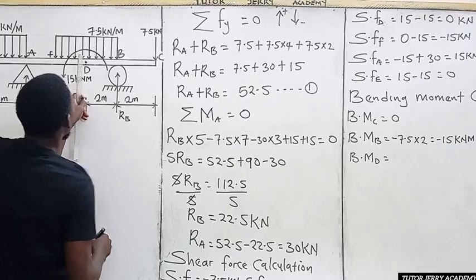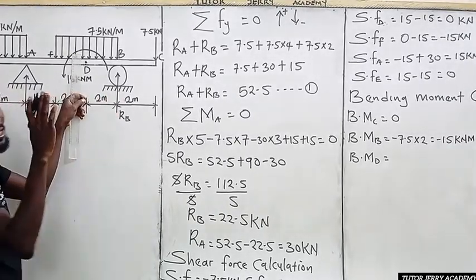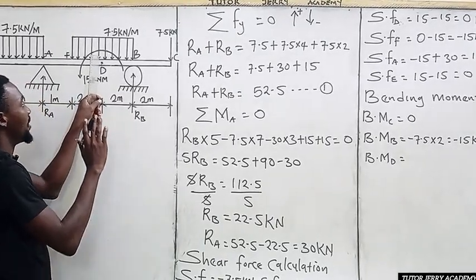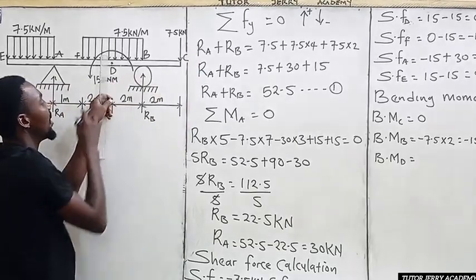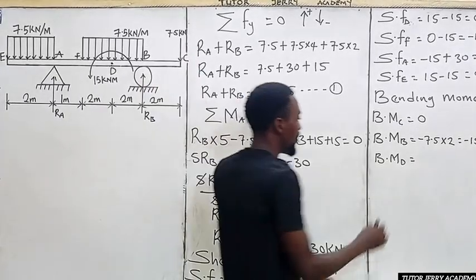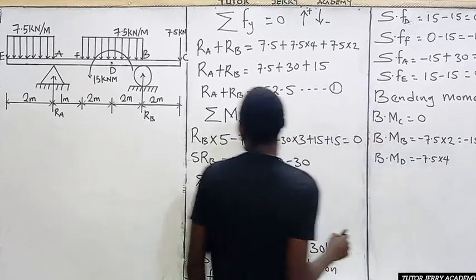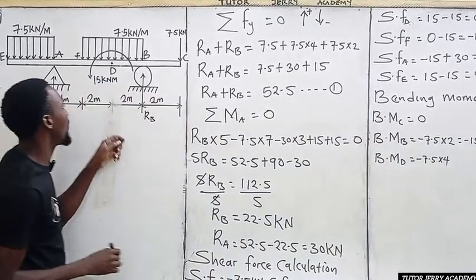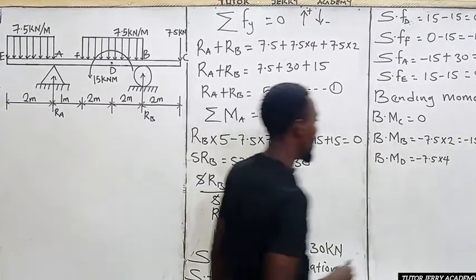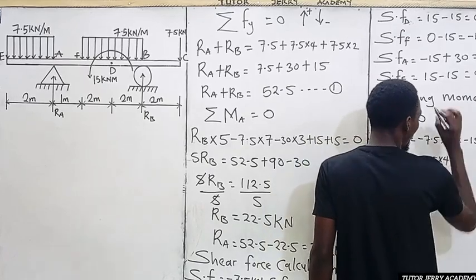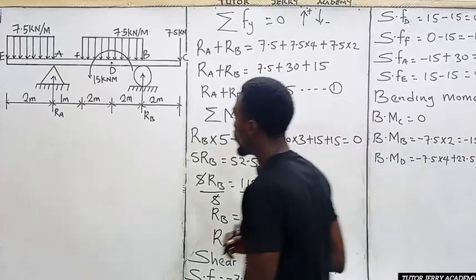All right. So if you stand here, what are we going to have? We have this in point B. You have to be careful with point D. Now look at this. Negative 7.5 multiplied by total distance. That is negative 7.5 multiplied by 4. Then we now have ROB multiplied by what? By 2. That is plus. And our ROB is what? 22.5 plus, because it is upward force, 22.5 multiplied by what? By 2. All right.